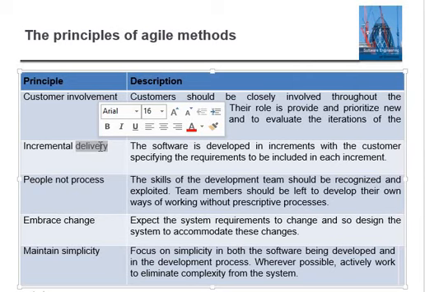Again, I told you, the more focus on the people, the more focus on the actual working of the code than the documentation. Embrace the change. Yes, the customer is closely involved. That is why the change is quickly adaptable over here. The maintain is a simplicity. The more simplicity the development is, the faster the execution is.